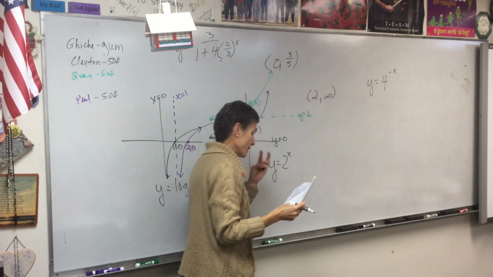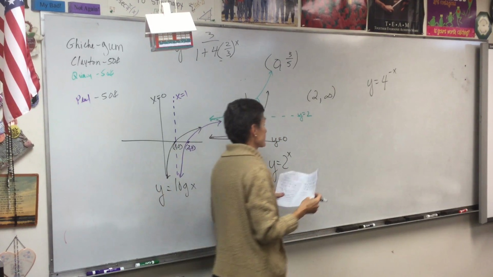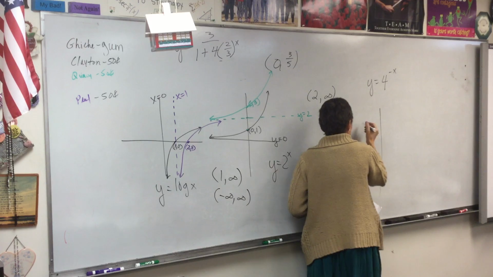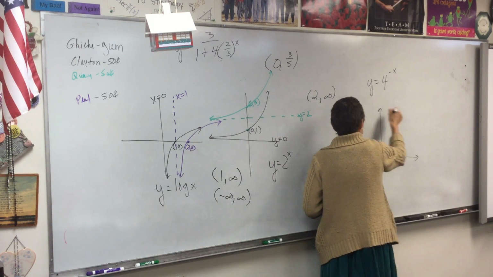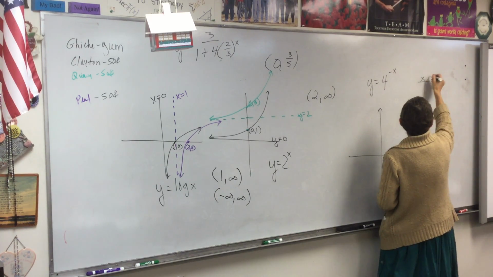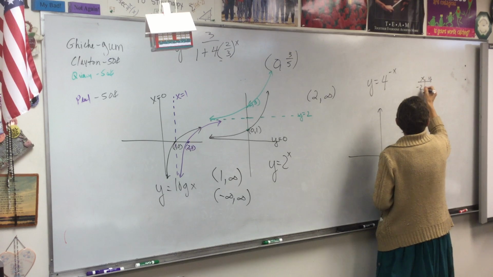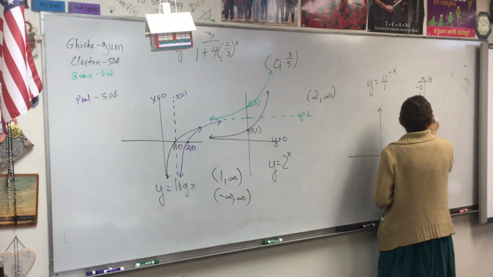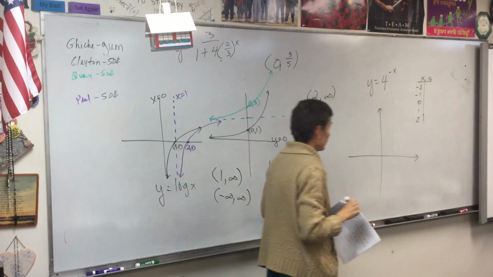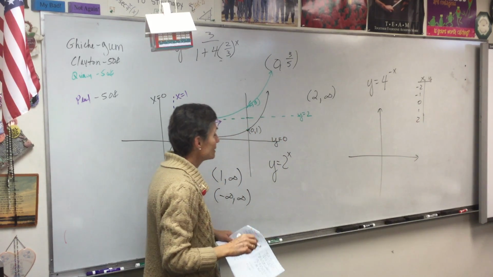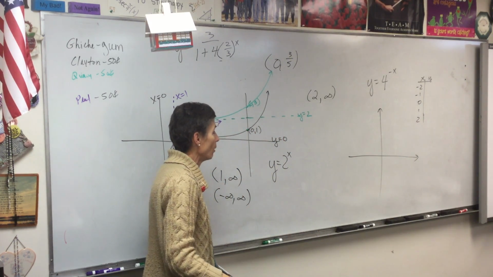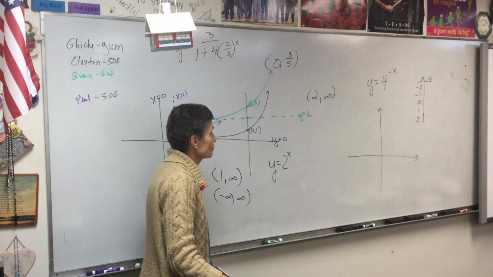It says, what's another way to write it? Growth or decay? Sketch by plotting some points. So we're going to plot some points. That means we're going to set up a t-chart. I can plot whatever points I want, but I want to keep them reasonably small. So I'll just use those points.